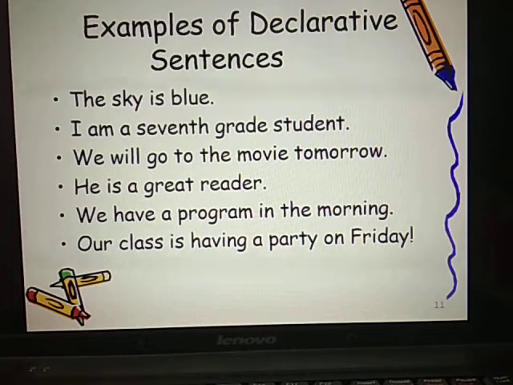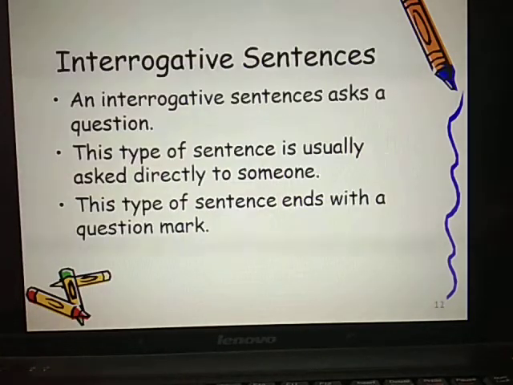I would like to do a very small correction. Our class is having a party on Friday. By mistake there is an exclamation mark, so there should be a full stop, children. I am very sorry for that. So every declarative sentence should end with a full stop.